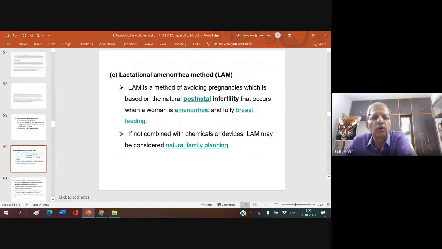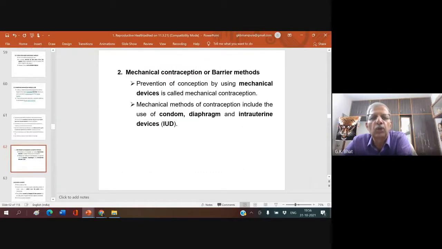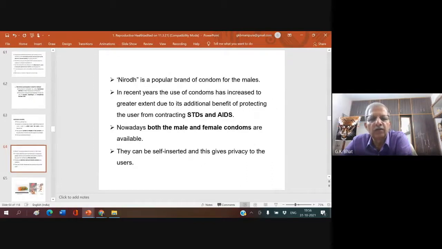This is all I have told you: coitus interruptus, lactational amenorrhea and all. What I wanted to show you are some of these barriers which are used in family planning.